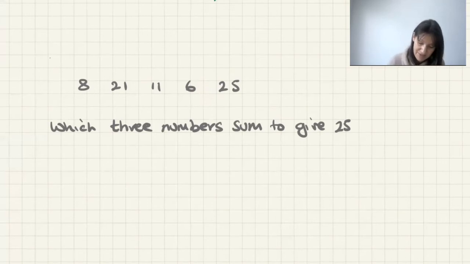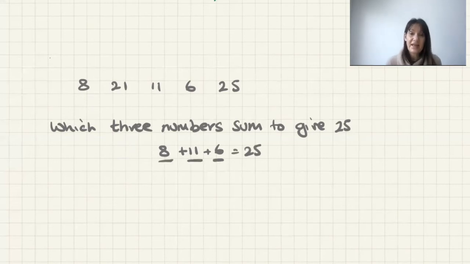The answer to that one then. This is just trial and error. It's not too tricky because 25 is quite small. We're going to check with those small numbers first of all. So 8 plus 11 plus 6. 8 and 11 is 19 plus the 6 is 25. So it is 8, 11 and 6. They add to give 25, but they're going to use that word sum.